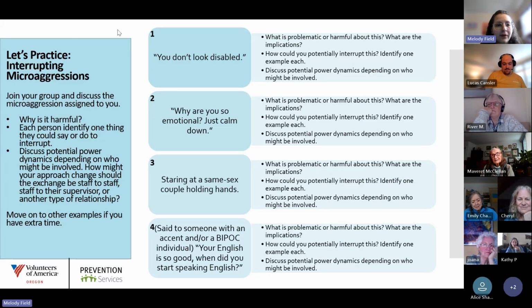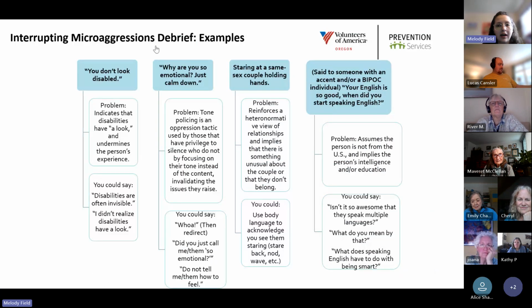Okay. So let's move forward and give folks a chance to debrief. Did anyone want to share what they talked about? We talked about whether the person's involved or not as being important, because if it's your kid or your husband or your grandmother saying something hurtful, you might say something which you wouldn't say to a stranger.